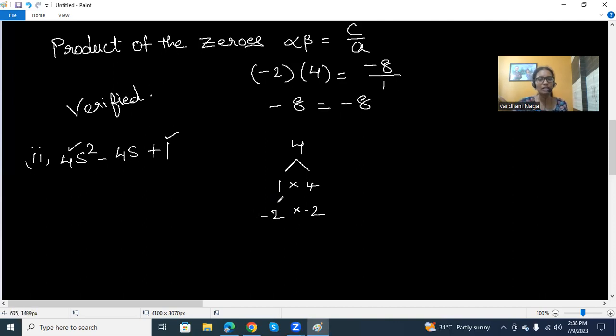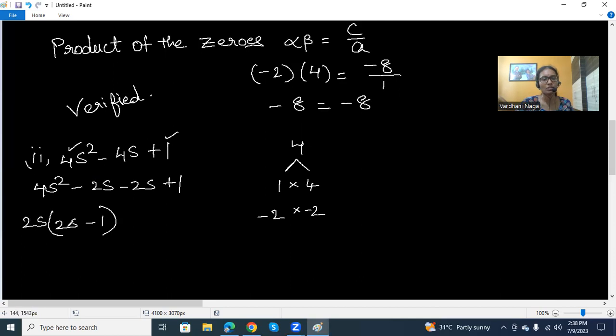So let's split the middle term with these two factors: 4s square minus 2s minus 2s minus 4s plus 1. In these first two terms, I can take 2s common because 4 has a factor of 2. So 2 2s are 4, 1s gone means 1s remains, 2s is out means nothing is left, so you take it as a 1, because 2s into 2s is 4s square and 2s times 1 is 2s.